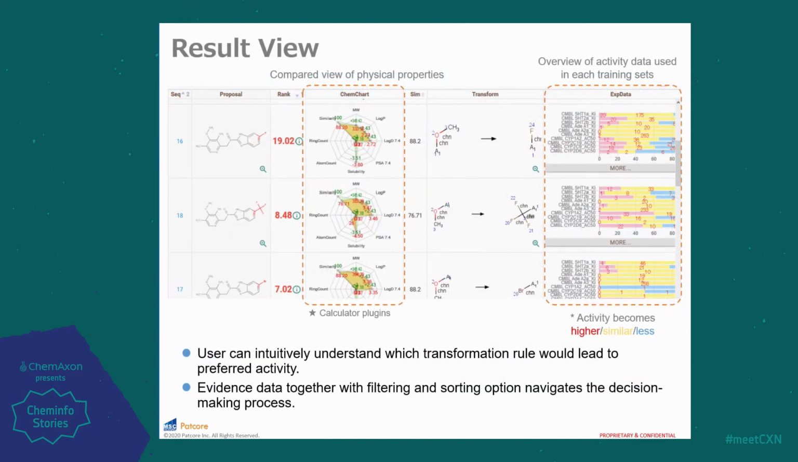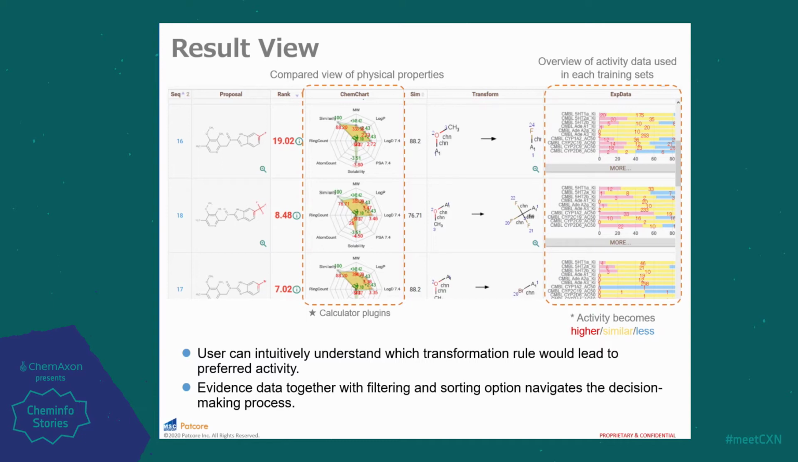Let's take a closer look at the result table. Transformer 2 does not only suggest transformed structures in each row, but also tells the evidence of data behind the transformation rule. This red, yellow, and blue ratio chart tells the value change in the original test results. Between matched molecular pairs, if a test resulted in a higher activity value after a transformation, then it is counted as 1 in red. In the case of a similar value, it is yellow, and a lower value is blue.